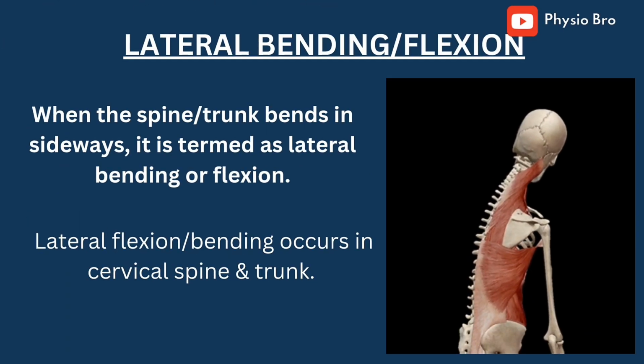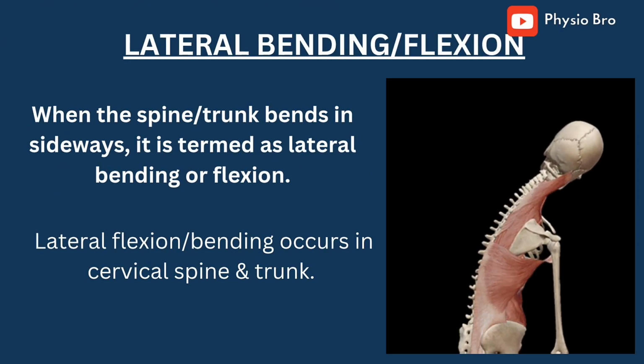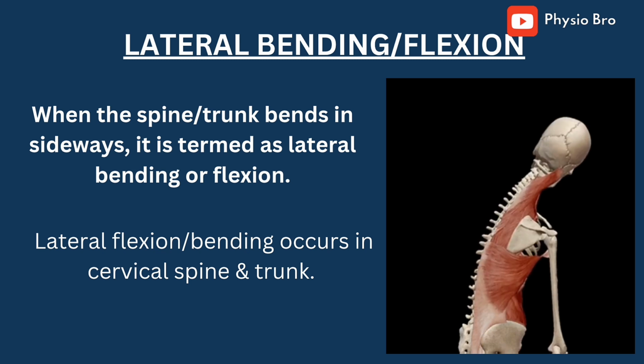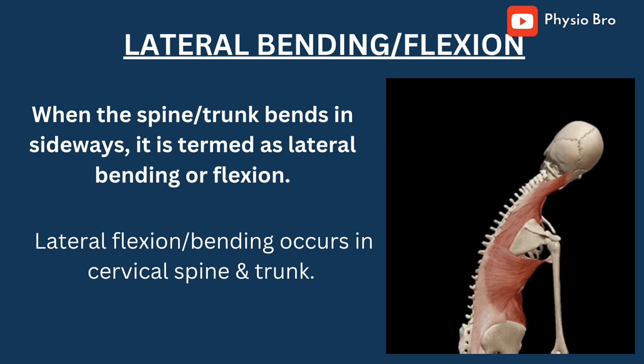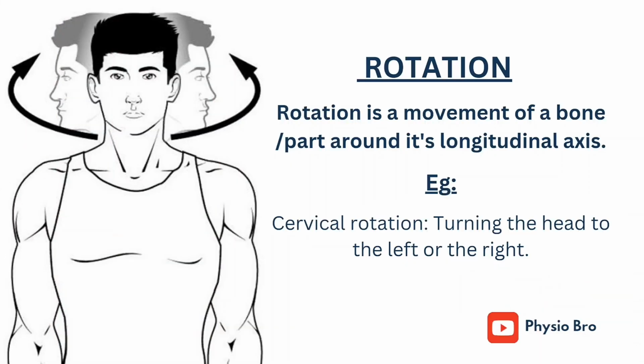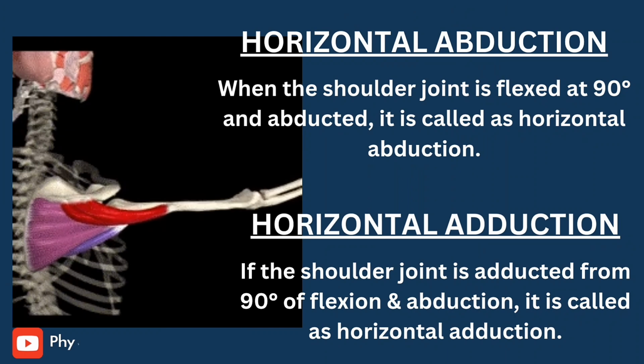Lateral bending or lateral flexion. When the spine or trunk bends sideways, it is termed lateral bending or flexion. Lateral flexion or bending occurs in the cervical spine and trunk. Rotation is a movement of a bone or part around its longitudinal axis. Example: cervical rotation, turning the head to the left or the right.